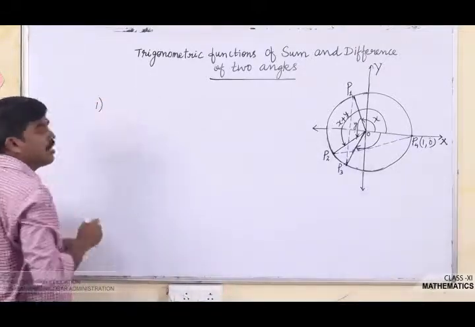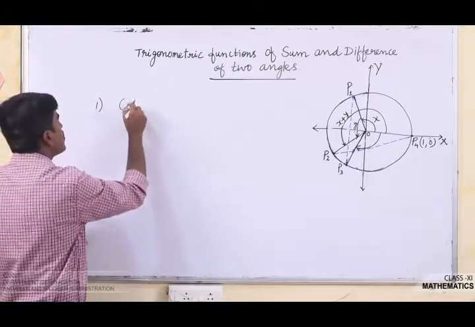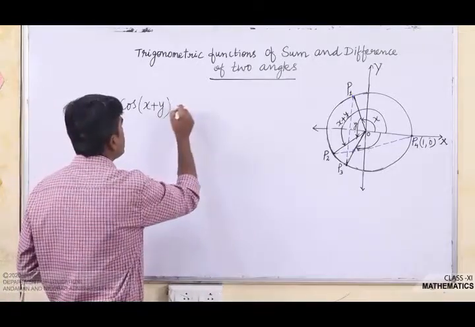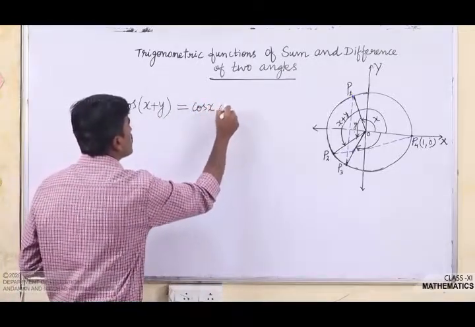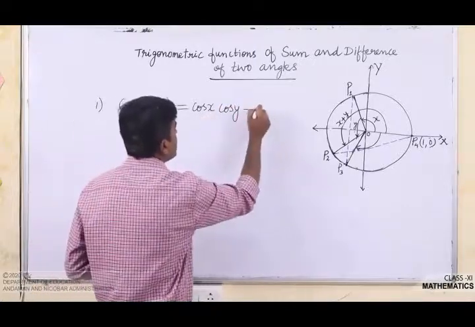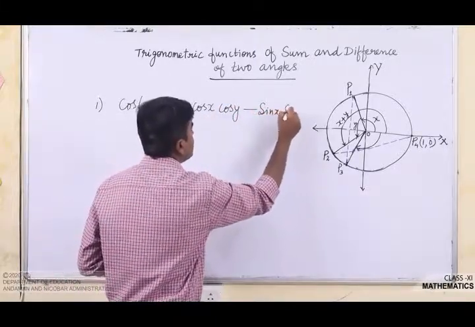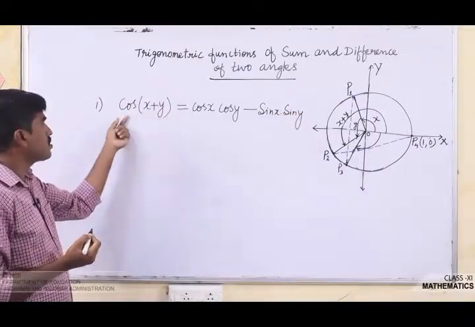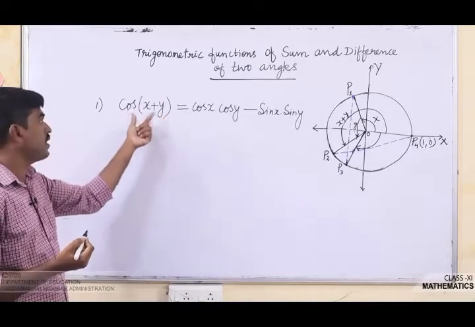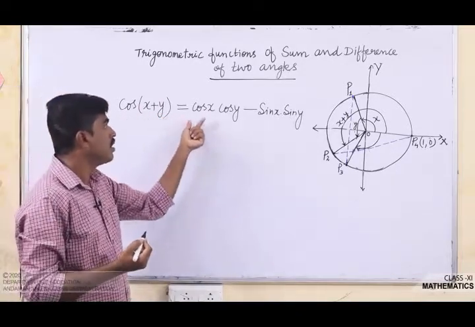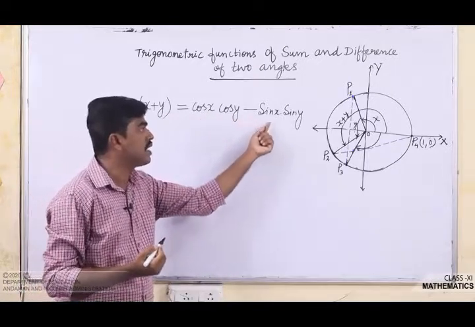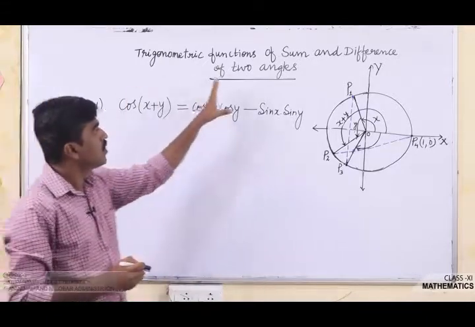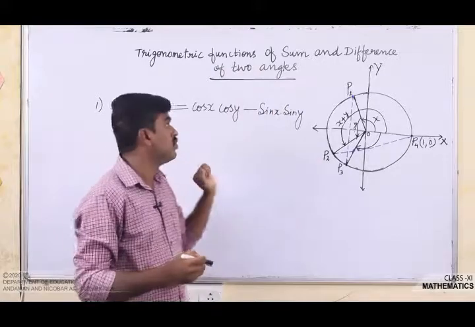So first of all, the first formula under this concept is cos of x plus y. Cos of x plus y is equal to cos x into cos y minus sin x into sin y. For two angles x and y, cos of the sum of two angles, cos of x plus y, is equal to cos x into cos y minus sin x into sin y. So this is the first formula for the trigonometric functions of sum and difference of two angles.